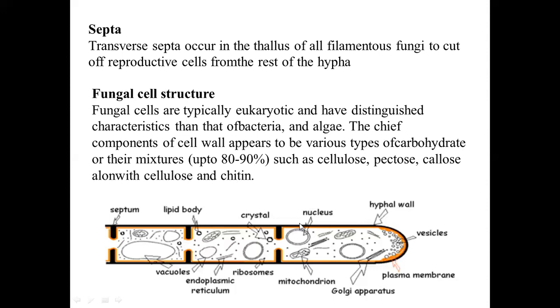Apart from the bacteria and algae, which are prokaryotes, meaning they lack a well-defined nucleus. The chief components of the cell wall appear to be various types of carbohydrates, up to 80 to 90%, such as cellulose, pectose, callose, along with cellulose and chitin. So the major component inside the fungal cell is carbohydrates, 80 to 90%. So this is about the major structural content of the fungal cell.